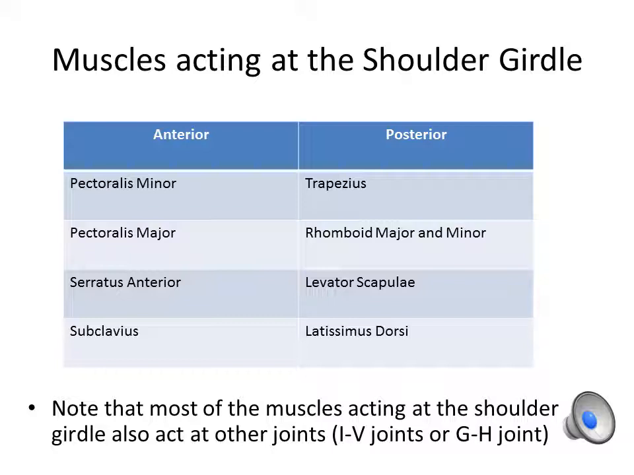In this lecture, we're going to cover the posterior muscles that act at the shoulder girdle. These include the trapezius, rhomboid major and minor, levator scapulae, and latissimus dorsi. Note that all of these muscles act at the shoulder girdle, but most of them also have motions at the intervertebral joints or the glenohumeral joint.